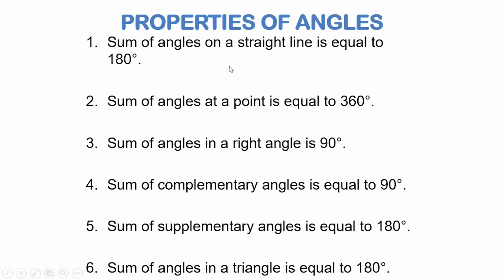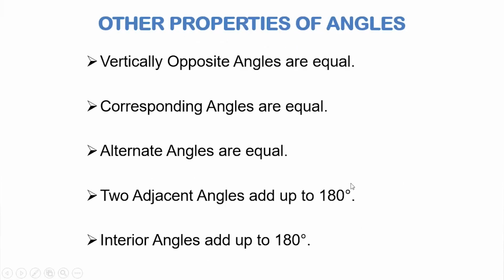The sum of angles on a straight line is equal to 180 degrees. The sum of angles at a point is equal to 360 degrees. The sum of angles in a right angle is 90 degrees. The sum of complementary angles is equal to 90 degrees. The sum of supplementary angles is equal to 180 degrees. The sum of angles in a triangle is equal to 180. We looked at vertically opposite angles, and we said vertically opposite angles are always equal.